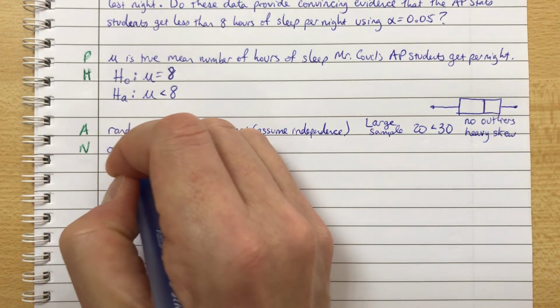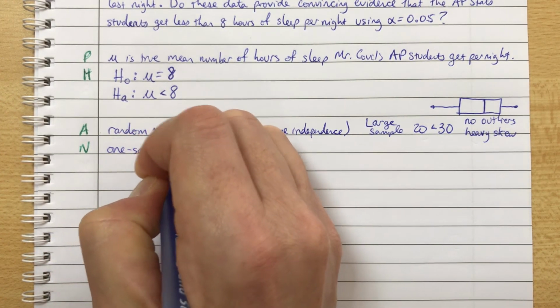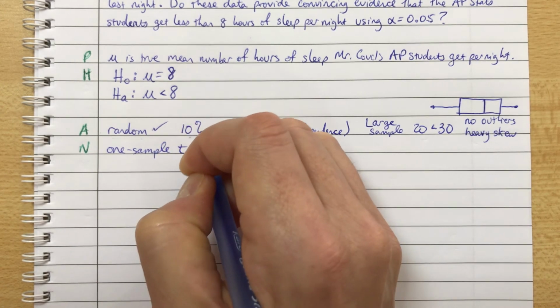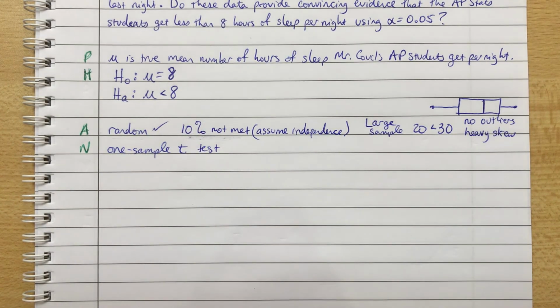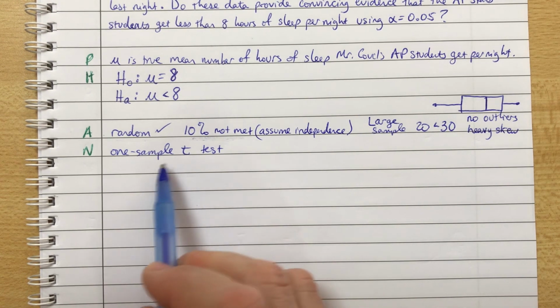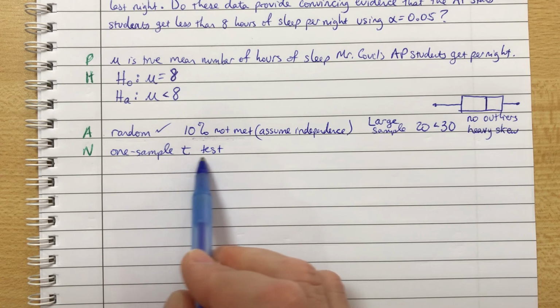So name the test. Well, this is going to be a one sample t-test because we don't know the true standard deviation. We don't know the population standard deviation. Okay, so we cannot use z for that, so we have to use t.